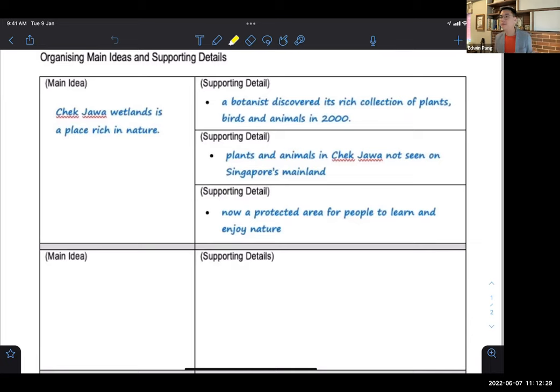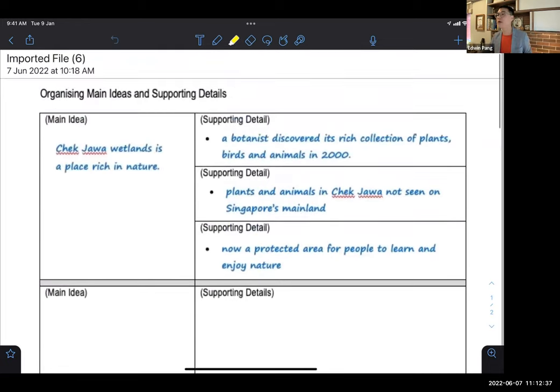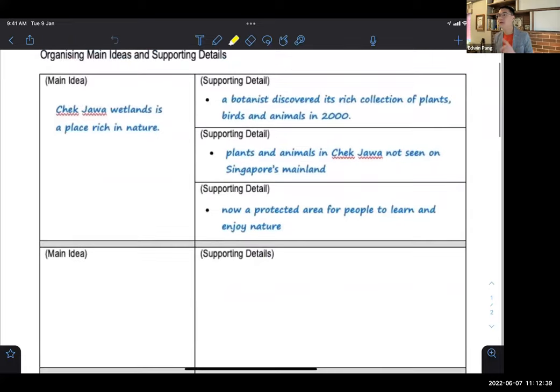Okay, so now here is the trick question. I want you to look at this. Can you see here? This is what we're going to do today. Very easy. Before we do this, I ask you this trick question. It's very easy.